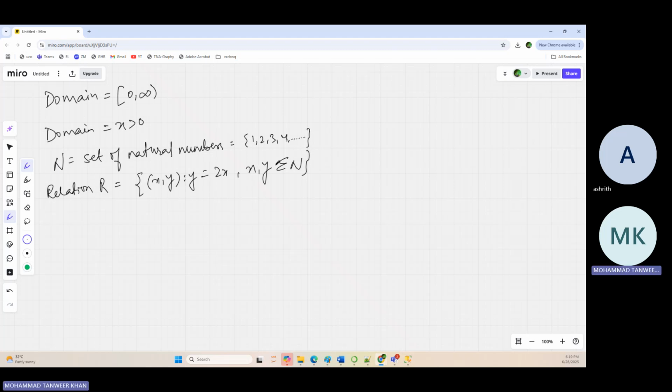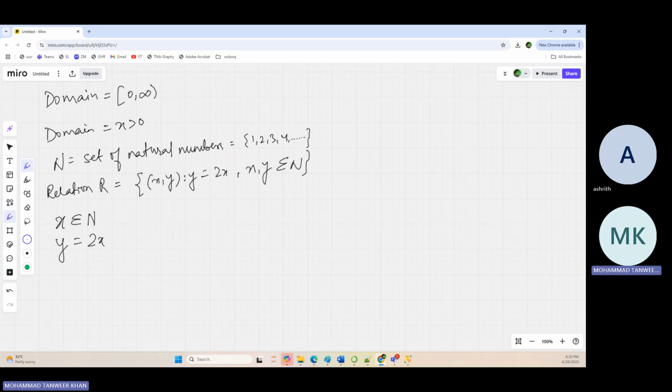Here they have mentioned (x, y) belongs to N. It means in this relationship, x and y belong to natural numbers, right? So if x belongs to natural numbers, the output y equals 2x. The output y will be exactly one value, no?